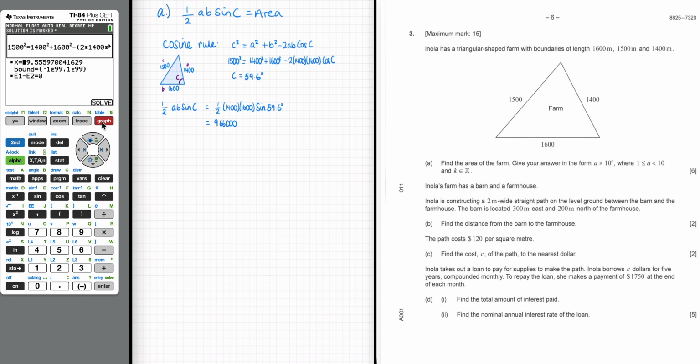Now it asks us to leave that as standard form. So as standard form, that is equal to 9.66 times 10, and that is to the power of 1, 2, 3, 4, 5. So it's times 10 to the power of 5. And that would then be your answer for the first part.